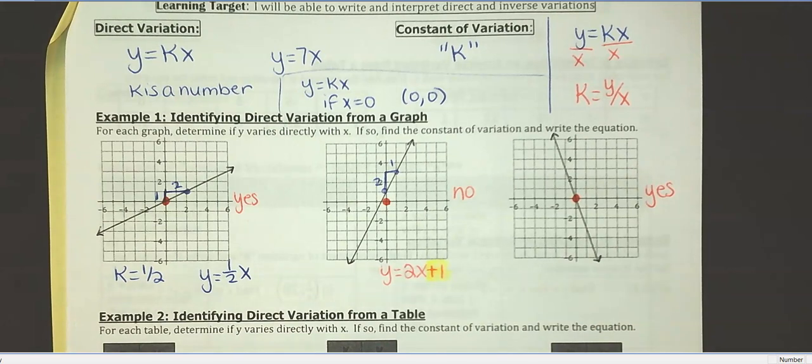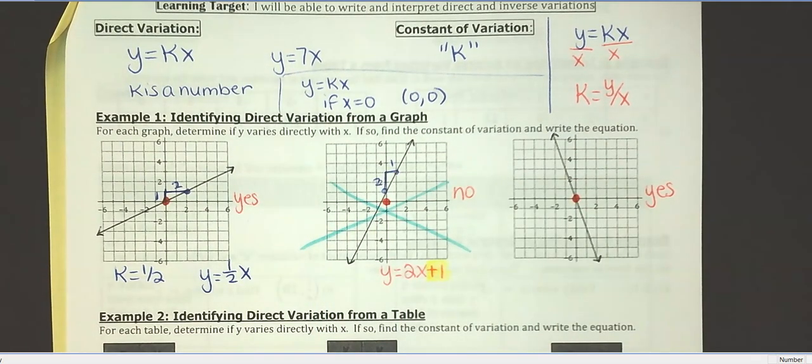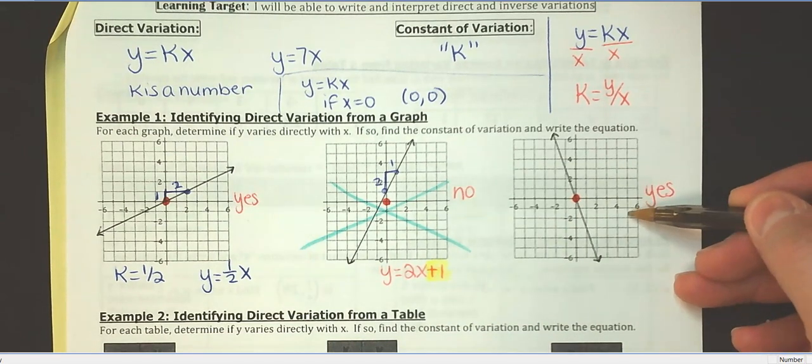Now, this one in the middle, I wrote the equation of this line, but this is not a direct variation. I was just showing you guys that it has the +1 to the side, so it's not a direct relationship. It just has to be something times x, nothing else. What about this last picture? Can you guys tell what the slope of this last picture is?